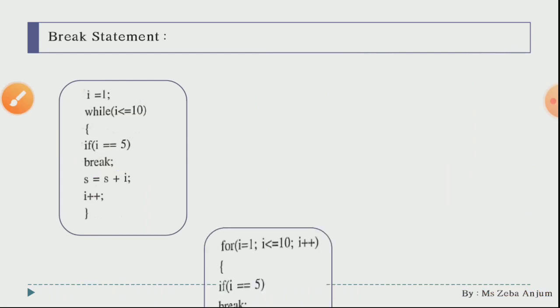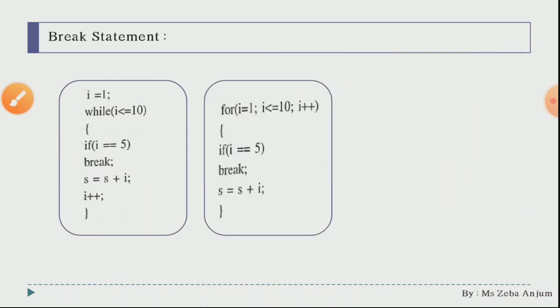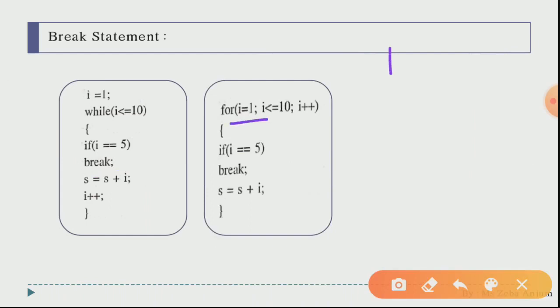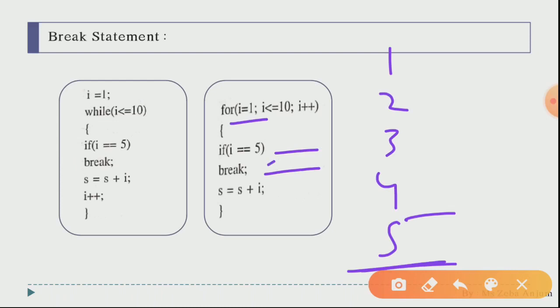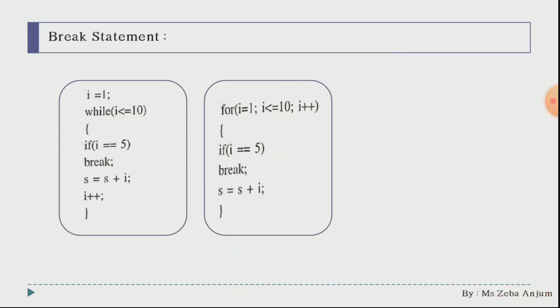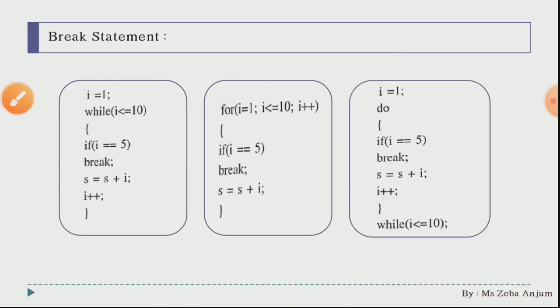Now see the for loop. The same situation is there when the value of I becomes 5. When your value comes to 1, 2, 3, 4, 5, then within this 5 your if statement will be executed, the condition will become true, then the break will be executed, and when this break is executed you will come outside of the loop, leaving all these pending iterations. Okay, now the same goes for your do while loop.